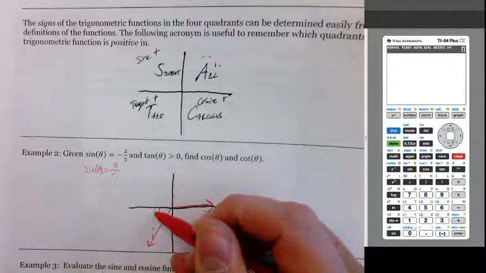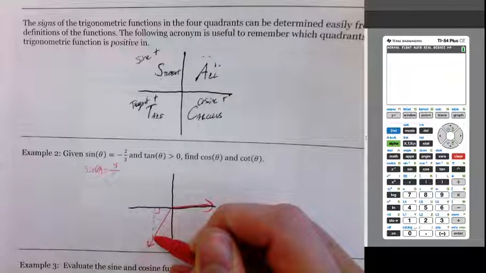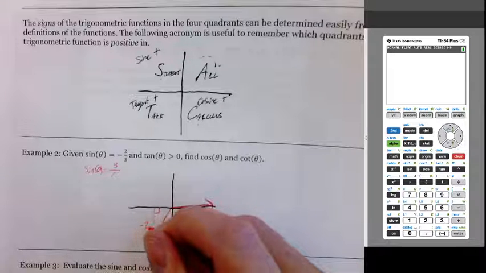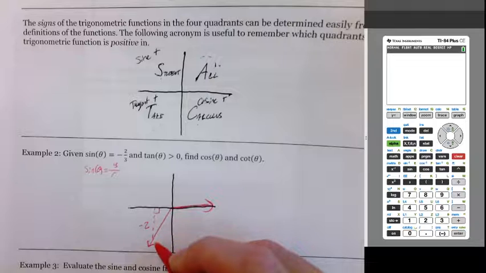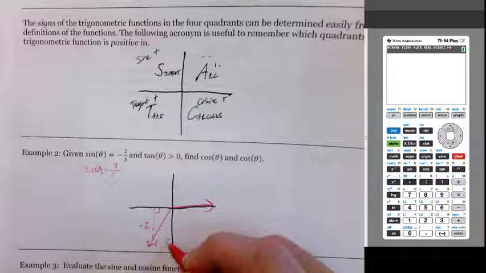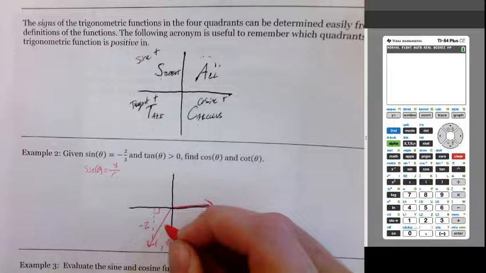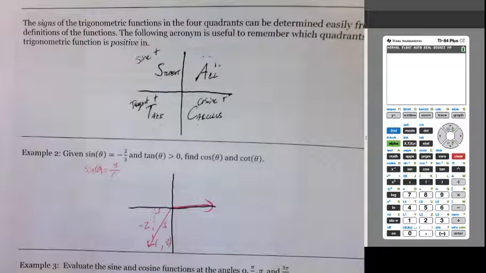Now, is the y-coordinate positive or negative down here? Well, since sine is negative, the y-coordinate has to be negative. So I'm going to go down 2 here, and my point is something comma -2. I don't know what that something is, but we'll get there. R is 3. Okay, so that's the hypotenuse.